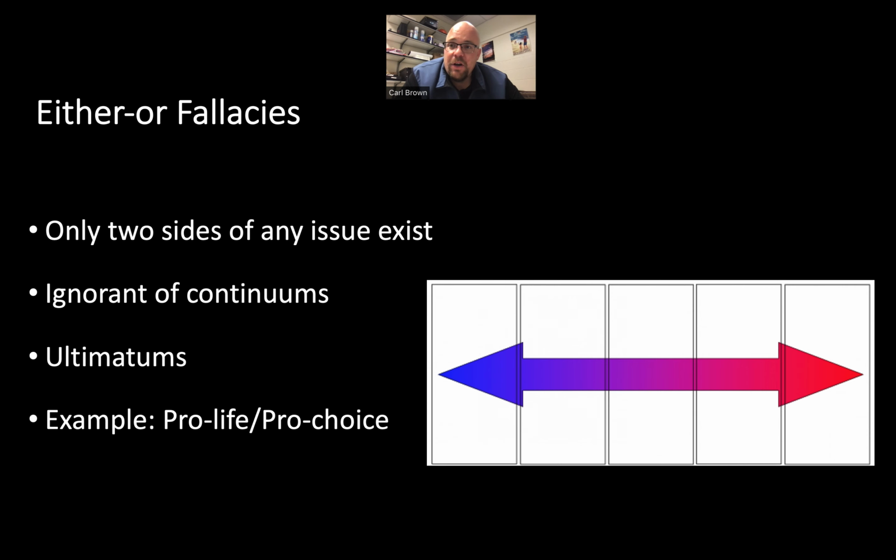Either-or fallacies are basically saying that only two sides, two choices exist, when in reality there's lots of middle ground that gets ignored. So the idea of a continuum is at play here, and that's illustrated down below. But you've got sort of this long blue to red double arrow. So if you look at an example like pro-life, pro-choice, let's say that the pro-life folks are blue and the pro-choice folks are red. Most of those people who identify as one or the other are neither when it comes to the extreme ends of this continuum.